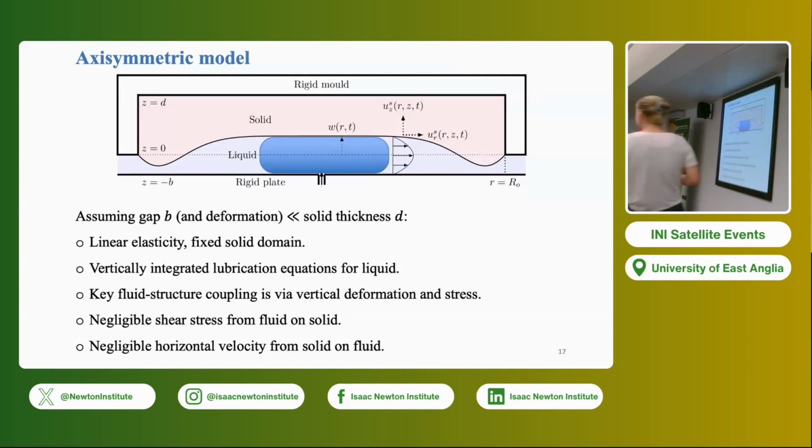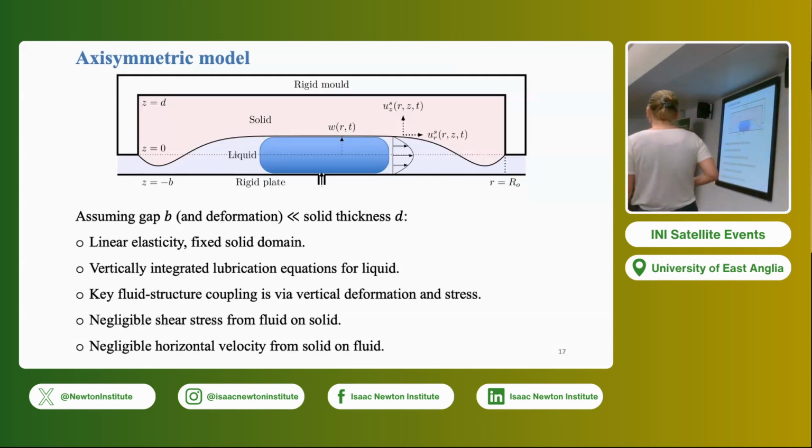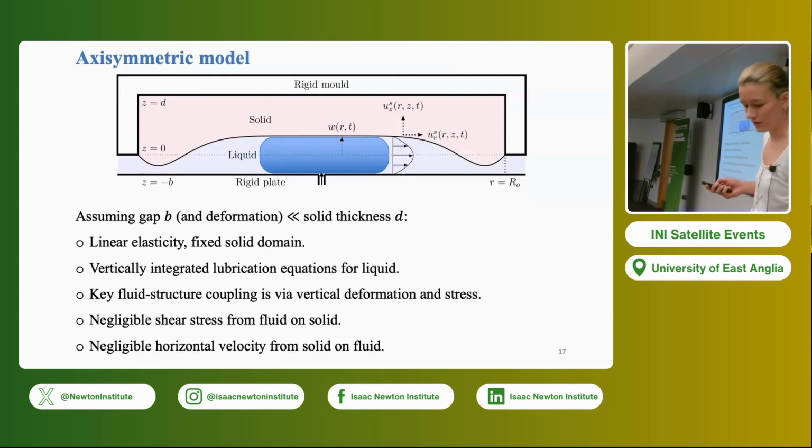We have lubrication flow in a narrow gap, so we can use vertically integrated lubrication equations to describe the fluid flow. But of course, we need to couple the two, and that happens through the boundary condition. It's important to point out that the key coupling happens by vertical deformation and stresses only. Because of the scaling in our problem, we have negligible shear stress from fluid onto solid, and we can also neglect horizontal velocity from solid on fluid.